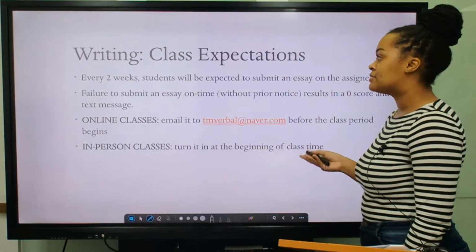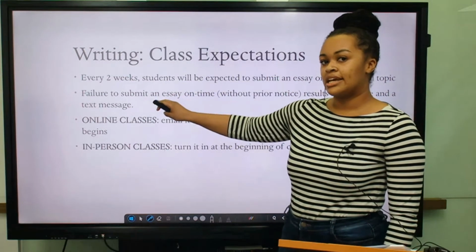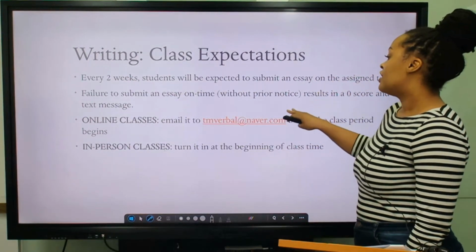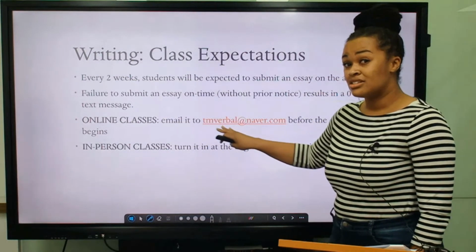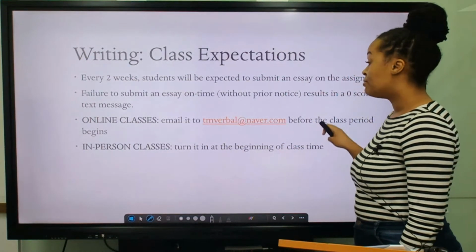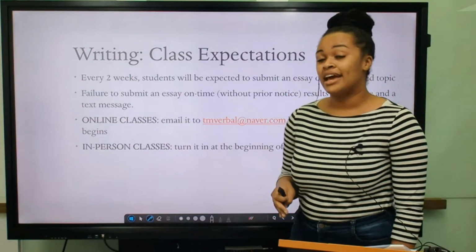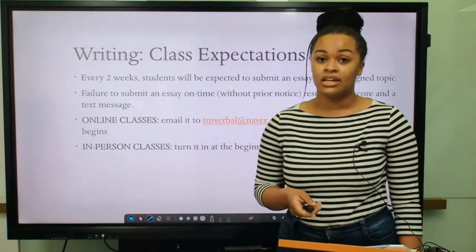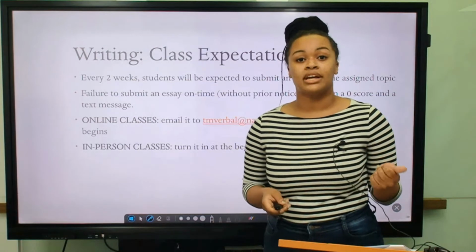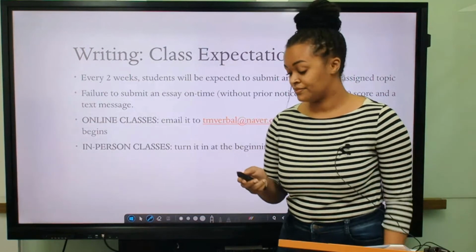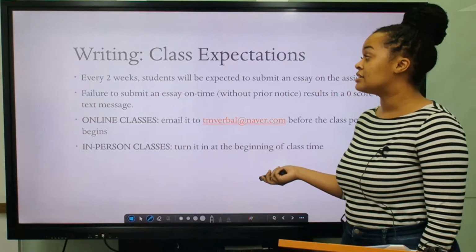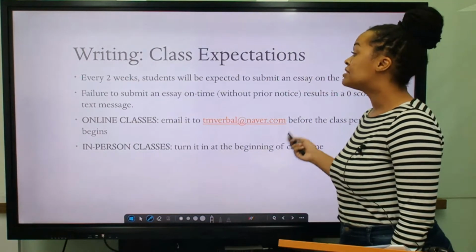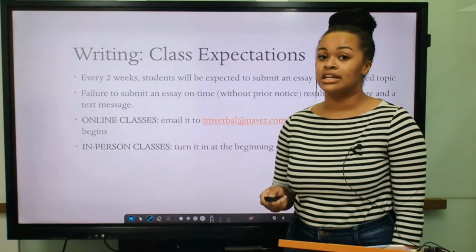In terms of class expectations, students will be writing an essay every 2 weeks, although they have writing class every week. If they are online, they will need to email it to tmverbal@naver.com before the class period begins. If they have an in-person writing class with me, then they can bring their essay to class and turn it in at the beginning of the period. I accept both handwritten and typed essays. If the student does not submit the essay on time without emailing to tell me that they are unable to do so, then I will send a text message reminder home and extend the deadline by 1 week.